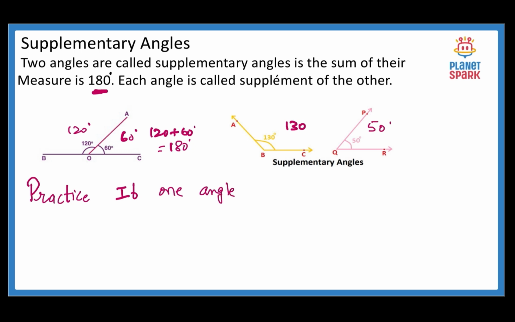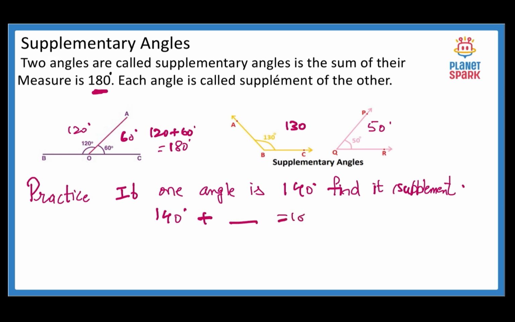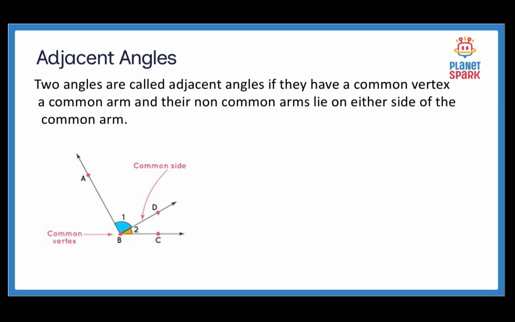A quick question to practice. If one angle is 140 degrees, find out its supplement. We have to remember that the sum of two angles should be 180 degrees. If one of the angles is 140 degrees, what should I add to 140 to get 180? 140 plus dash gives us 180. That means 140 plus 40 gives us 180. So the angle that is the supplement is 40 degrees.